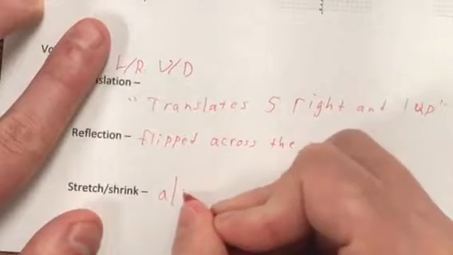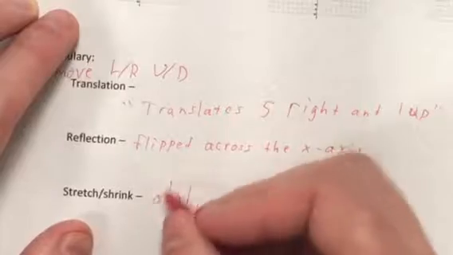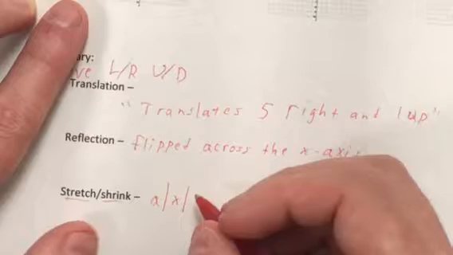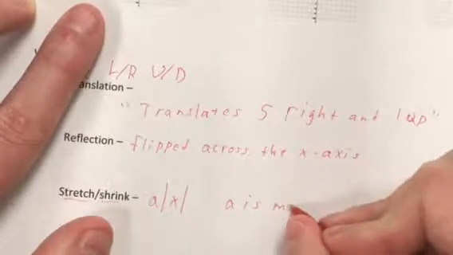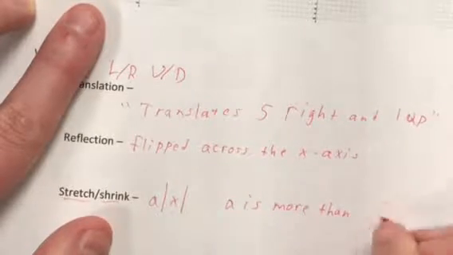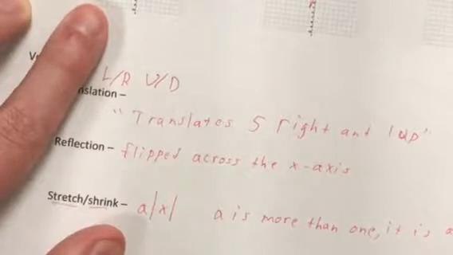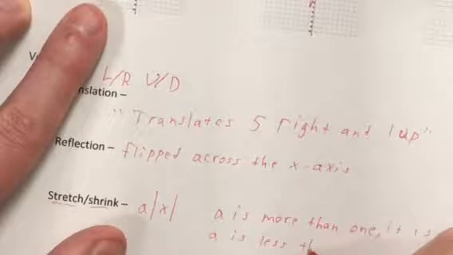And then stretch and shrink, that is when you have the number in front. They use the letter A, like if you have A times the absolute value of x. This A right here is called a dilation or a compression, but we are using stretch and shrink in this video. And basically, if A is more than 1, it is a stretch, because it is stretching vertically, it's getting taller. If A is less than 1, it is a shrink.